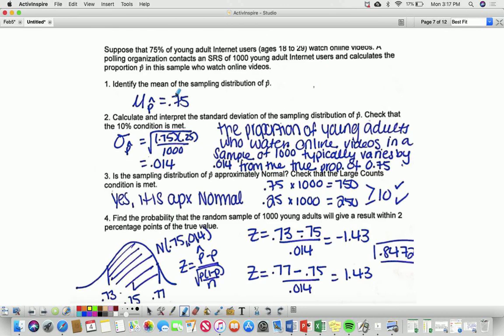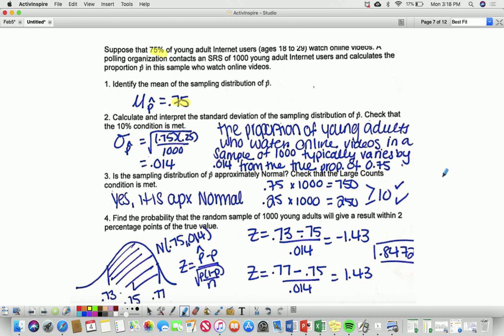Okay, mean 0.75. That's just from here. Here and here. Perfect. Standard deviation, that's that formula. p, 0.75, 1 minus p, 0.25 over 1,000, square root. The proportion of young adults who watch online videos in a sample of 1,000. Make sure you say what the sample is of, just like in binomial, we had to say how many trials.